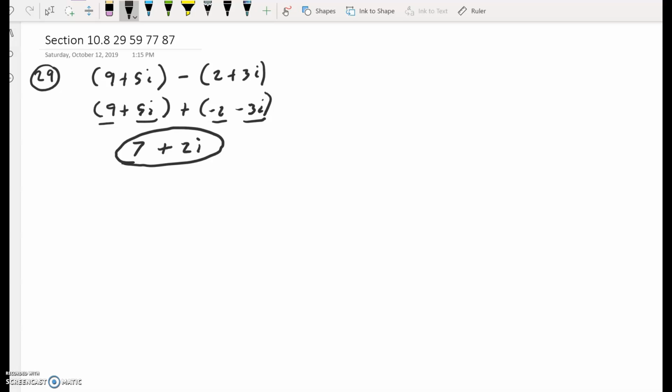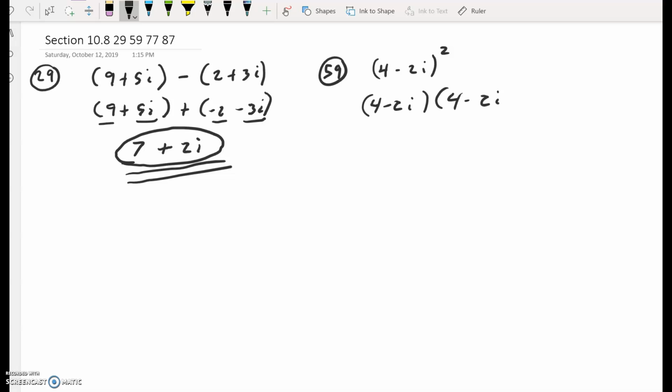Now the directions say to be sure and write this in a plus bi form, which means a number plus a number times i. And we did that. Here we're asked to simplify. Notice we can't distribute an exponent across that subtraction in the parentheses. So the correct way to start this problem is to write it out as a binomial times a binomial.